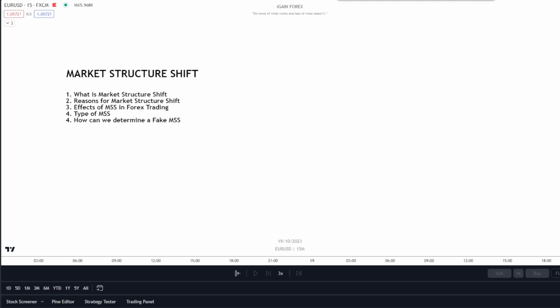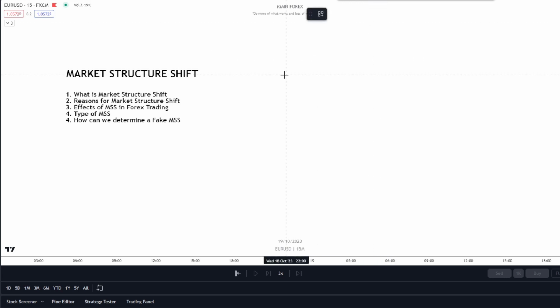So let's go ahead and discuss this market structure shift. So first, what is a market structure shift? Basically, a market structure shift refers to a significant and fundamental change in the market structure or characteristic of the foreign exchange.